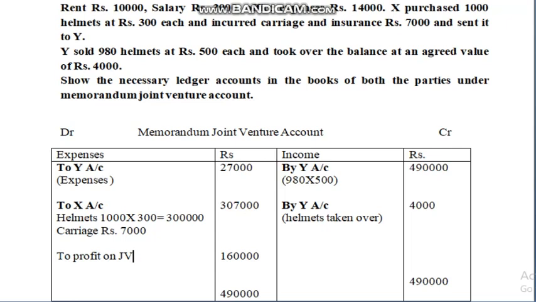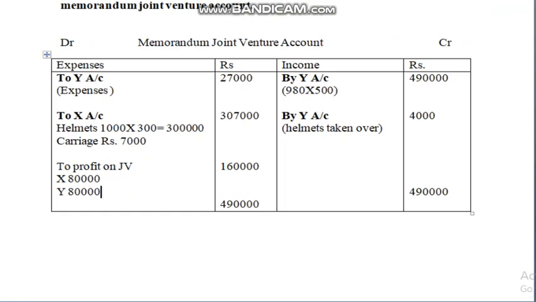This profit should be distributed to X and Y. But in this problem, the profit and loss sharing ratio were not given. In the absence of such information, the profit or loss should be distributed equally between the co-venturers. So for X 80,000 and for Y 80,000. So the total will be 4,90,000, and the balance figure will be 1,60,000. In bracket write down B bar F. So the memorandum joint venture account is over.